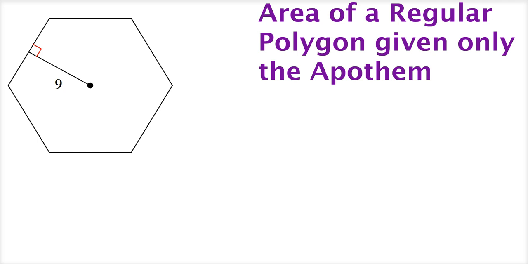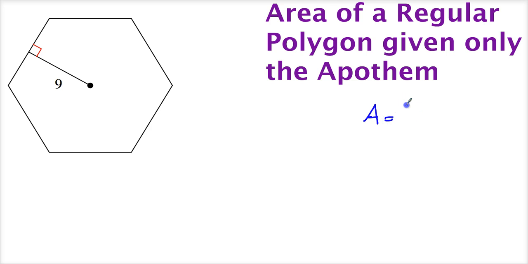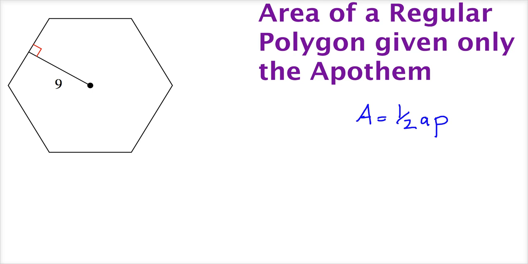And you should remember from before, I should have said this at the beginning and I didn't, that the area formula for a regular polygon is 1/2 apothem times perimeter. If you don't know why that's the case, you should watch the video that's entitled Area of a Regular Polygon Given Apothem and Side Length. It'll go through that explanation. So, with that being said, if you already know, then I'll just shut up about it.